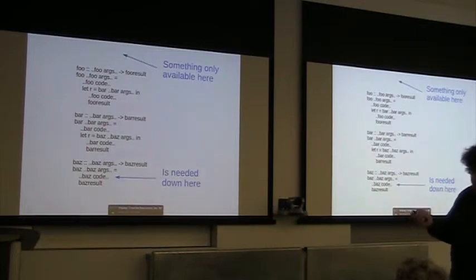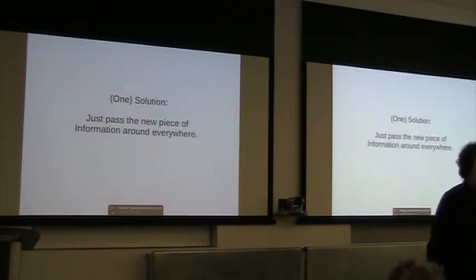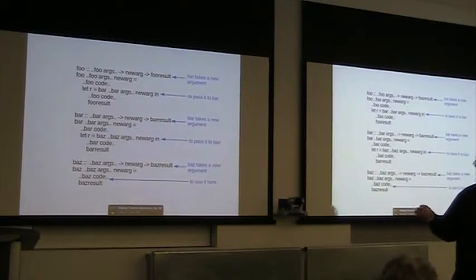The standard solution that works in pretty much all programming languages, and that we're going to actually look at today, is you just pass that new piece of information, whatever it is, all the way through the stack of functions. So now we've modified foo. Foo takes whatever arguments it used to take, plus the new argument that we need to pass down. It needs the new argument only so it can pass it to bar. Other than that, it doesn't care about the new argument at all. And of course, bar needs it to pass to baz. Baz needs it because it actually needs to use it.